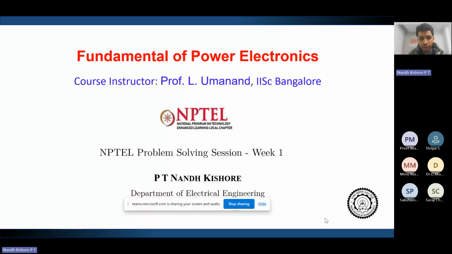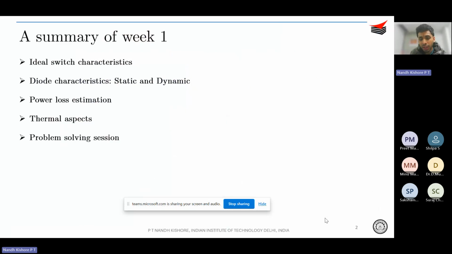I am Nand Kishore. I am a PhD research student in the Department of Electrical Engineering, IIT Delhi. I am one of the teaching assistants for this course on fundamentals of power electronics by Professor Homanand. So we will jump right ahead into the problems. I assume you would have gone through the lecture slides corresponding to week one.